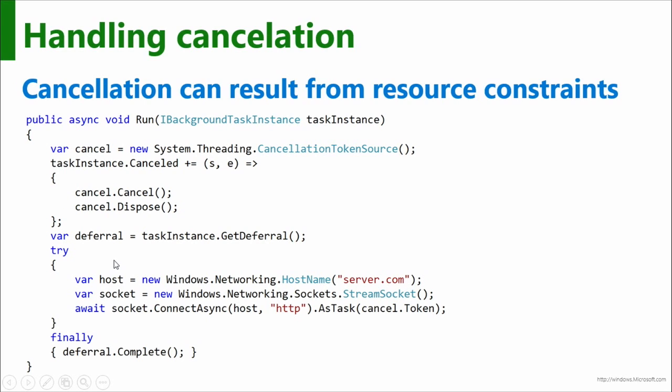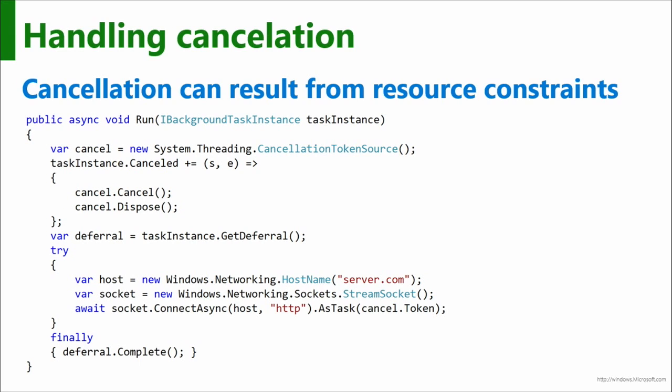So let me get this right. The background task instance is passed into your run method by the system, and that includes on it this cancelled event. And then you use the cancellation token source as an object which you can use to in turn cancel an asynchronous thing. So there we've got socket.connectAsync.asTask, and that is taking the cancellation token, which is how you can abandon that socket connection. That's if you are asked to cancel.